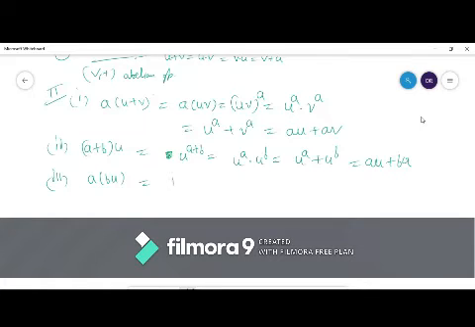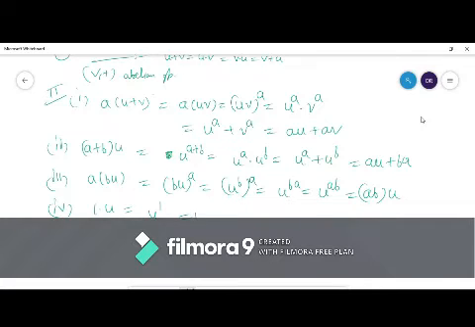And third property is a into bu. This is equal to bu raised to power a. This is equal to u raised to power b raised to power a. This is equal to u raised to power ba, and this can be written as u raised to power ab, that is ab into u. Hence this is the third one. And 1 into u is equal to u raised to power 1. This is equal to u.